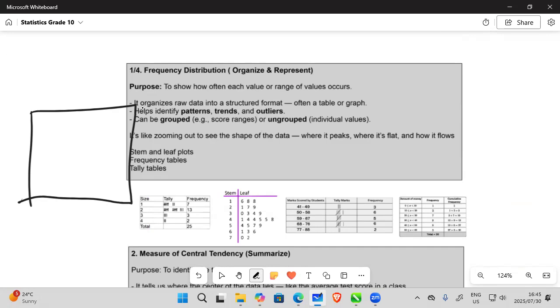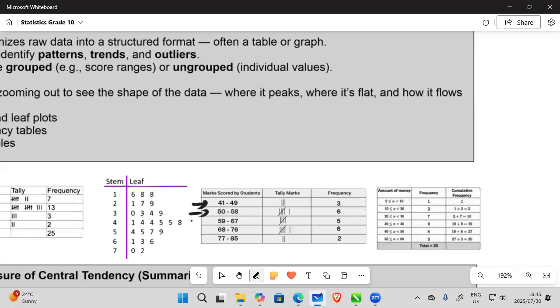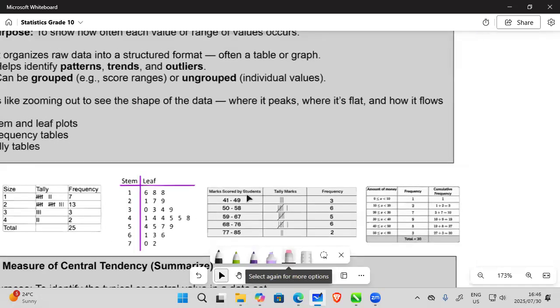And yeah, this is basically how it organizes raw data into a structured format, often in a table or a graph, right? It helps identify patterns, trends, and outliers, and it can be grouped or ungrouped. So see these 2 examples here are what we call grouped data, because we're putting them in intervals. We're saying between 41 and 49, how many students scored that mark is 3, right? So as opposed to, let's say that we have 20 different students, as opposed to having 41, 42, 43, 44, 45, and saying okay, 1, 1, 1, 1. We're saying let's put it in an interval and group it up so that it's much more convenient to work with. Okay, but don't worry about that.